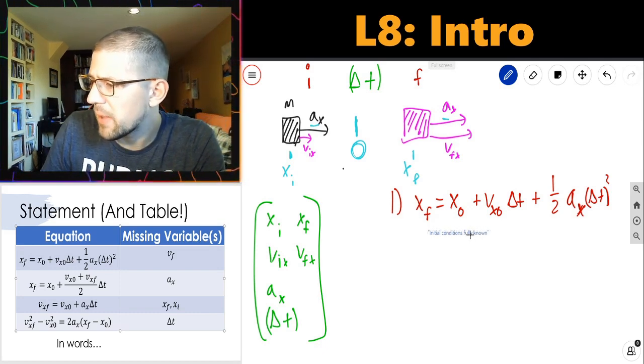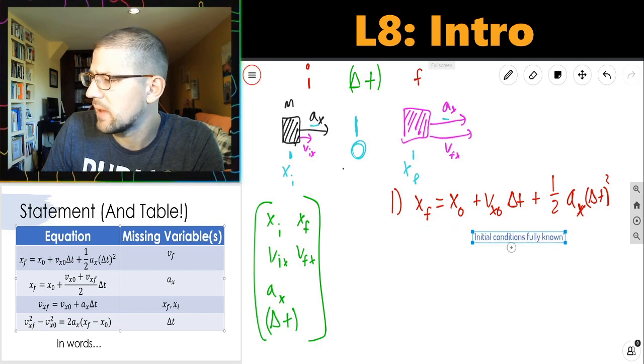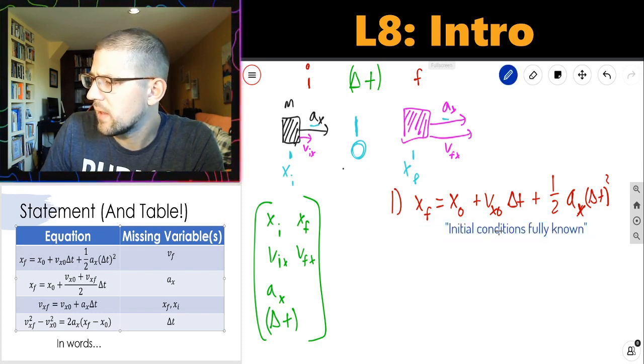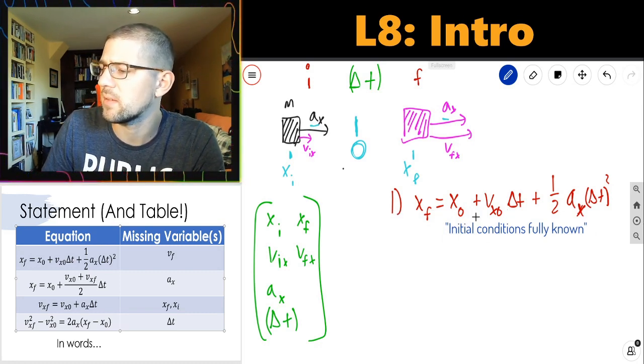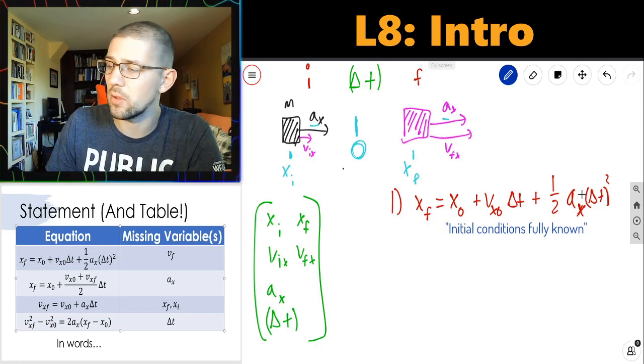So I know everything about my initial conditions, say, and I want to get out x final. This relates the initial conditions to the final position. Initial conditions, if I know the initial position of velocity, I can get out the final position. And I have to know the acceleration as well, right?